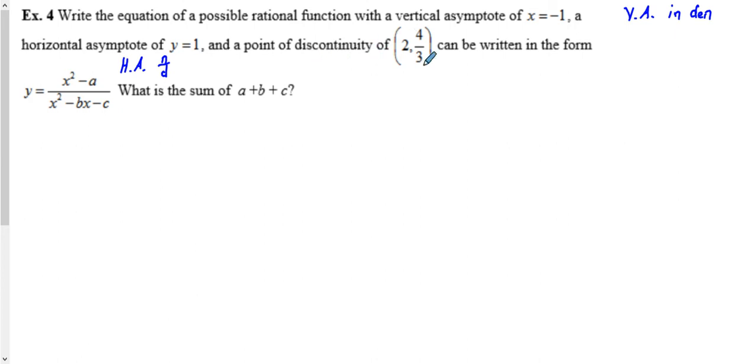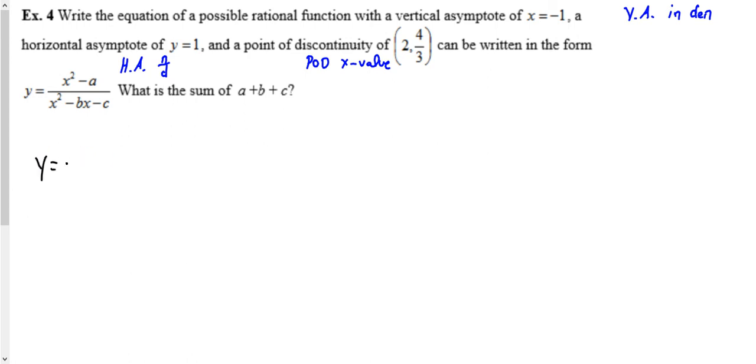It says here 2 and 4/3. So basically the only thing we need from the POD is our x value. So POD, we only need the x value. That y value will help us check, so we're going to keep that in mind, but really it's the x value that's going to help build our equation. Let's plug in as many of these as possible into our equation.